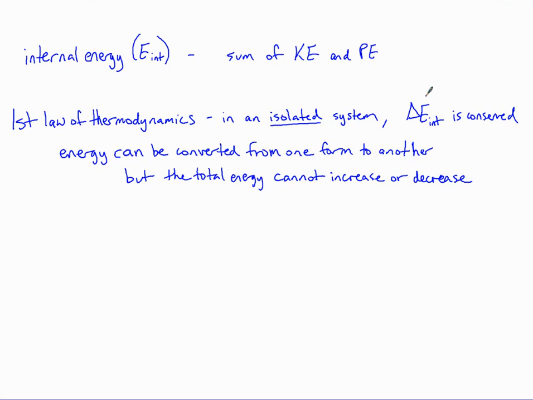So what this first law of thermodynamics says is that in this isolated system, energy can be converted from one form to another. So it could go from kinetic to potential, it could go from potential to kinetic. But the total energy of the system is not going to increase and it's not going to decrease. The internal energy of this isolated system is constant.